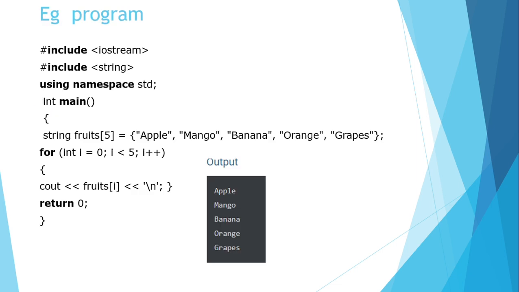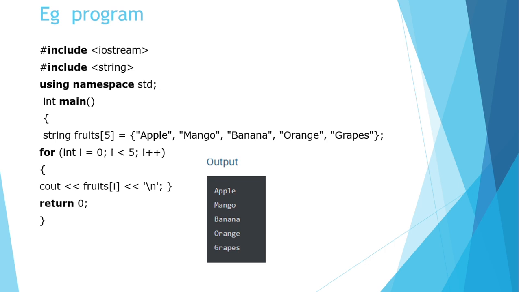Program. This will be the example program. Example program: #include iostream, #include string, using namespace std, int main. What does this mean? This is a simple program for an array.